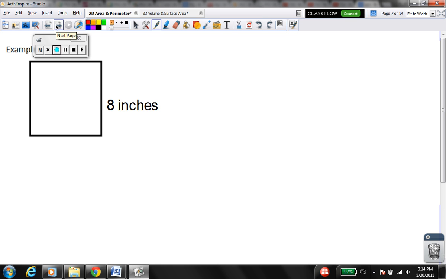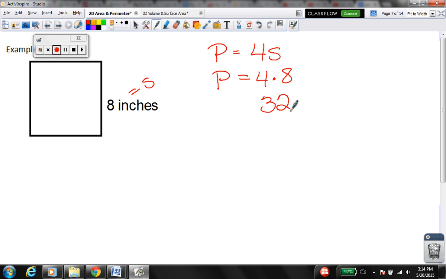Now let's try a practice problem. Here we have a square with side length 8. We have that the perimeter is equal to 4 times S. So like I said, this is S. So perimeter is equal to 4 times that amount, 4 times 8. 4 times 8 gives me 32. So it would be 32.